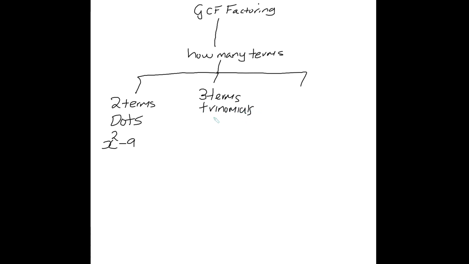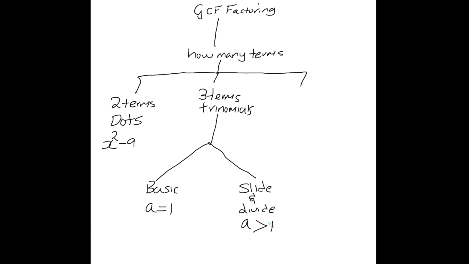If you have 3 terms, you know you have trinomials. And if you have a trinomial, that's going to lead you down 2 paths. You have the basic trinomial, that's when your a is equal to 1. And then you have what I'm going to call slide and divide. That's when your a is greater than 1. The basic one's easy. Slide and divide, you know what you have to do. And if you have 4 terms, that's when you're going to use grouping.